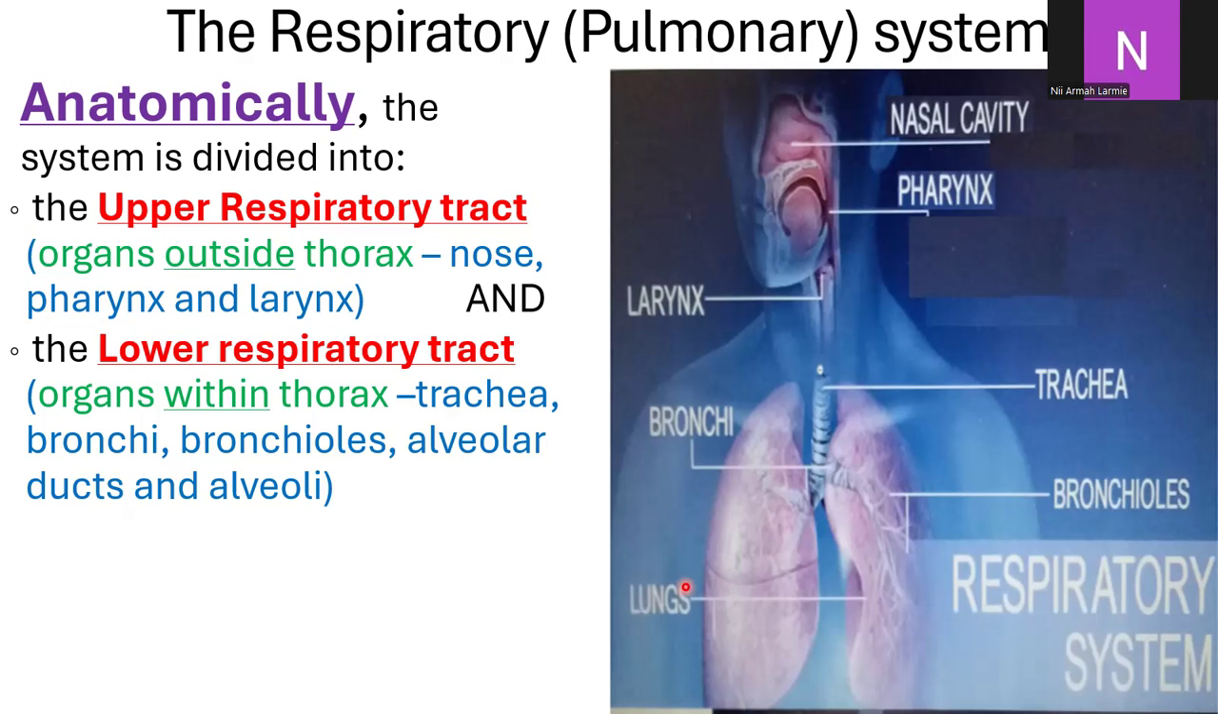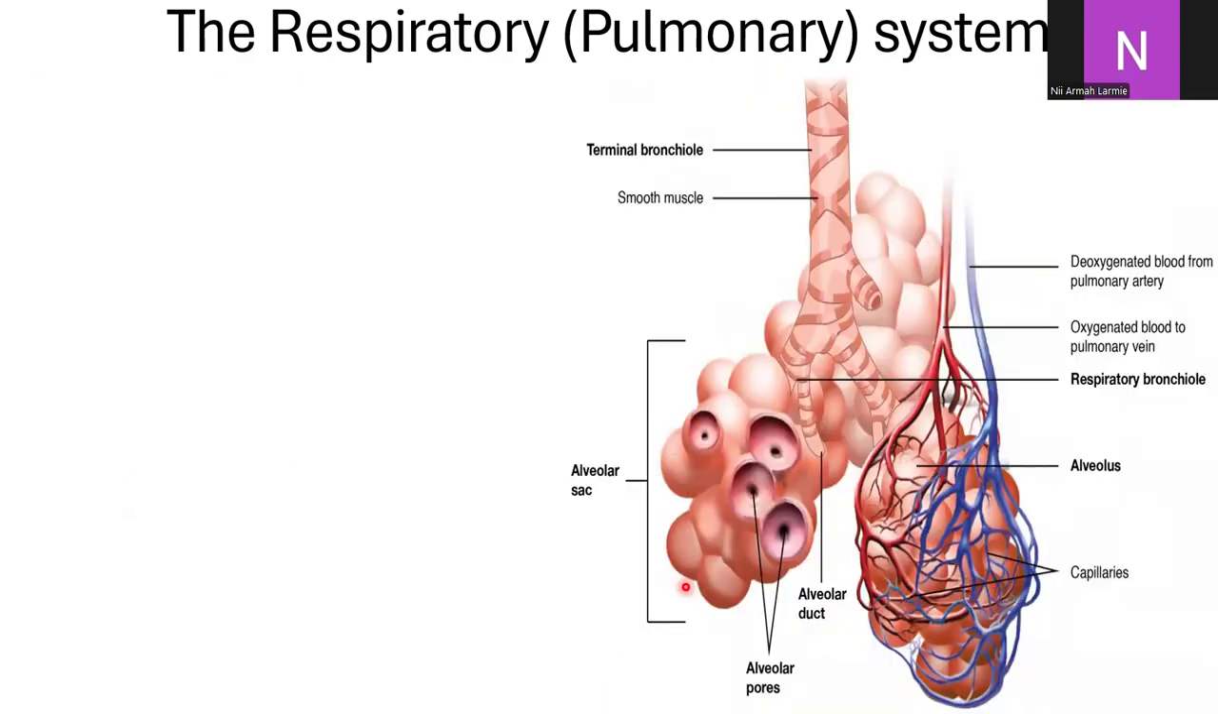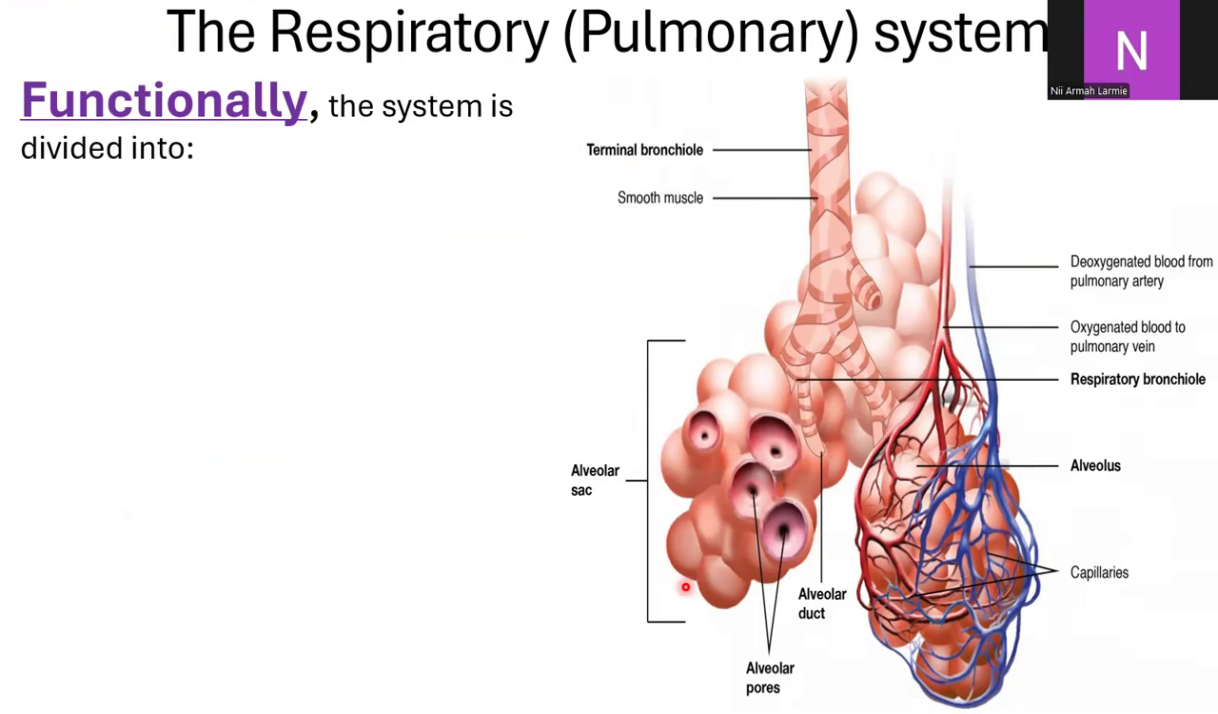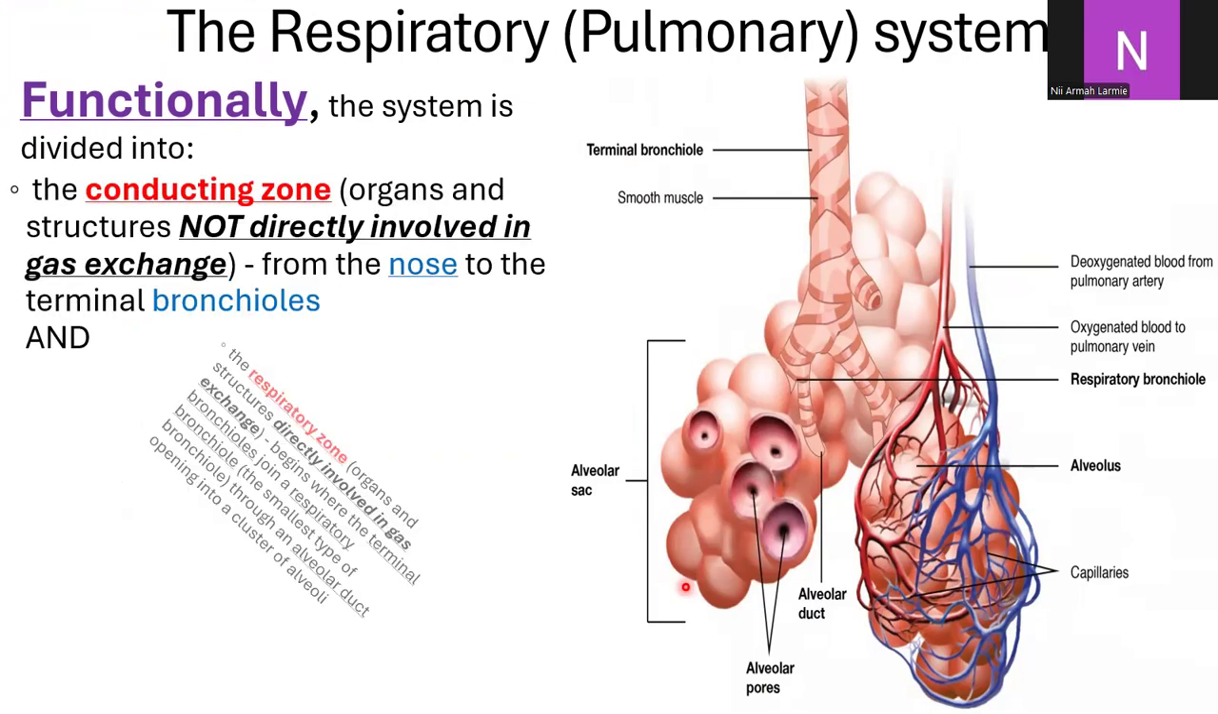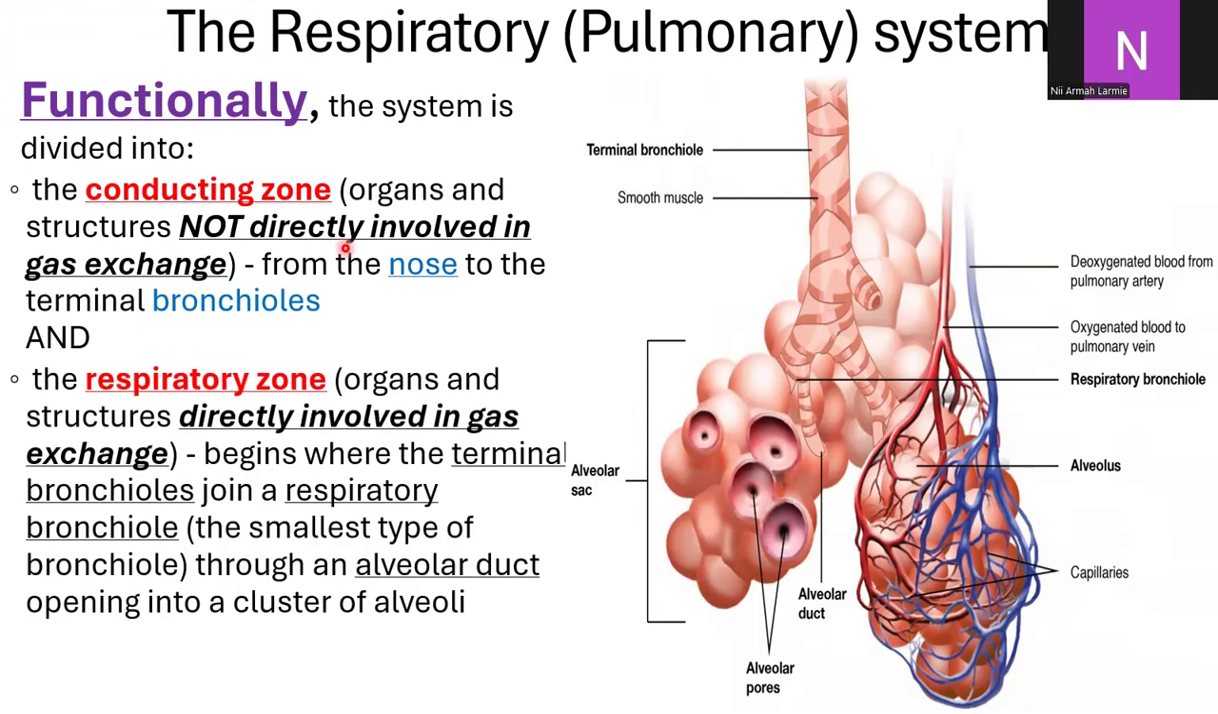Now, this is one way we can describe it, and all these parts in the system can be affected by diseases. Then we can also look at it through its function. And again, in the functional way, we also divide it into two, where we look at the conducting zone, which is basically the zone through which there is the flow of gases, but there's no exchange.